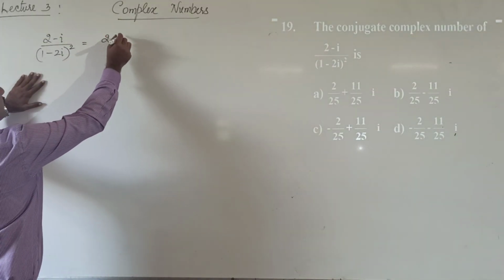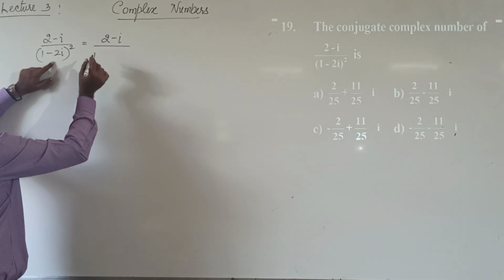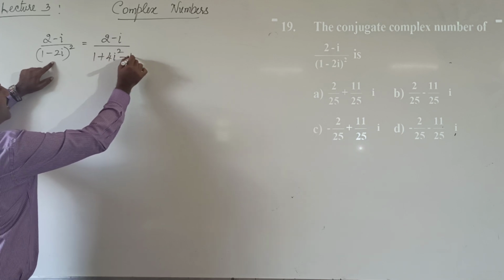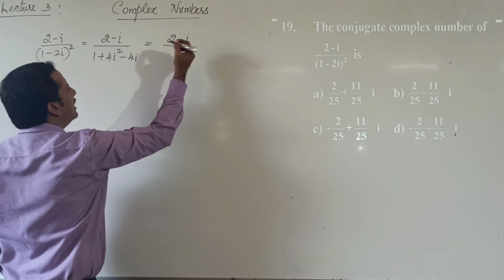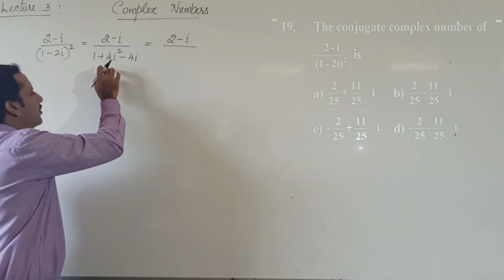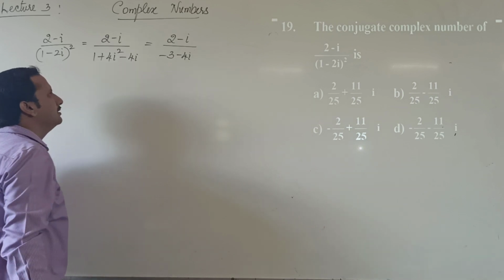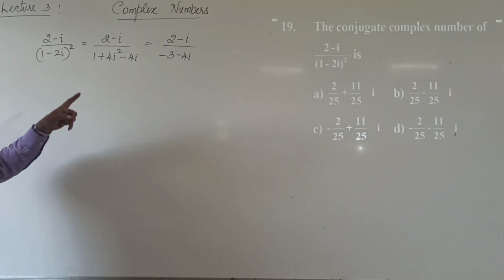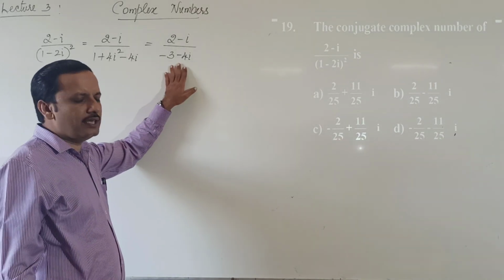So for that, 2 minus i divided by, here I will expand it. 1 square, that is 1, plus 4 i square, minus 2ab, that will be minus 4i. That's equal to 2 minus i divided by, i square is minus 1, so it will become minus 4. 1 minus 4 is minus 3, minus 4i. 2 minus i divided by minus 3 minus 4i.